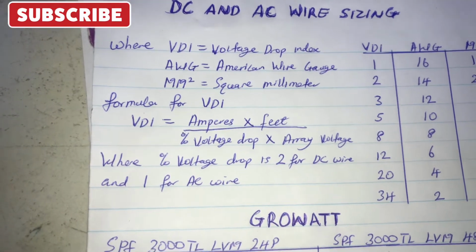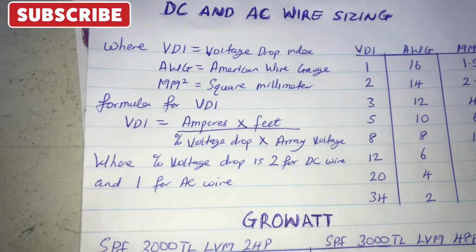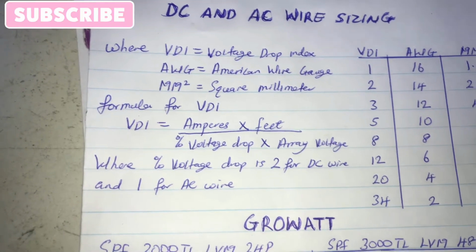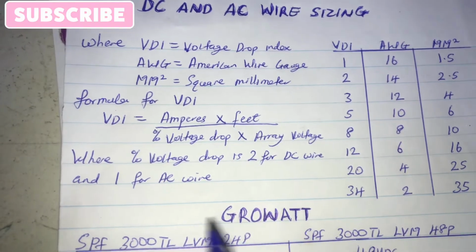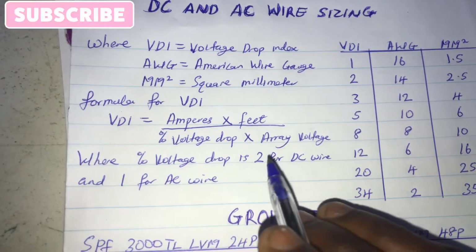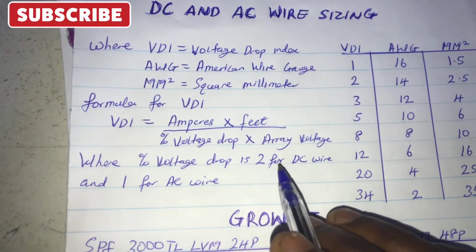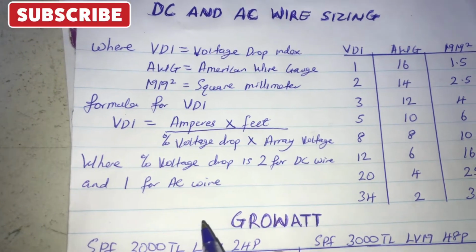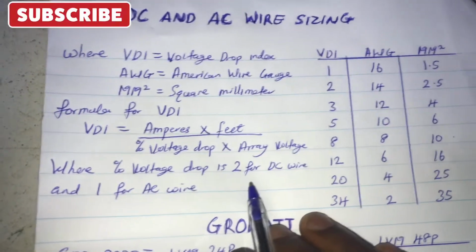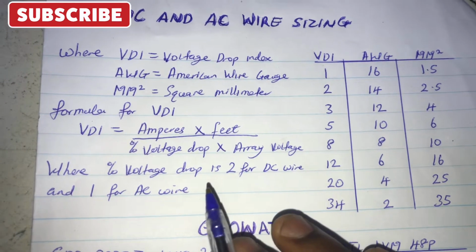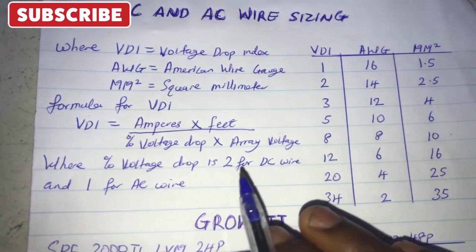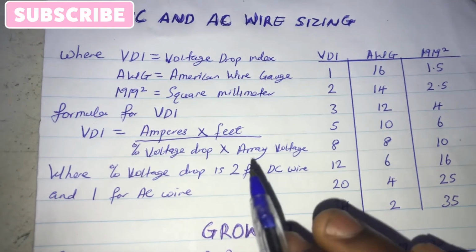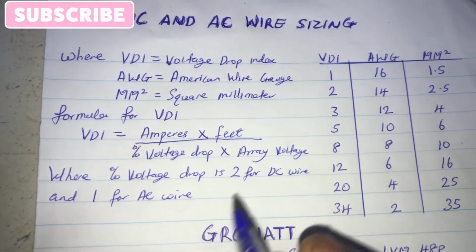But for me, with what I've learned, because I've done a lot of research for this video, this is the best I've gotten so far. I will be using 2 for DC calculation and 1 for AC calculation. I think this is going to give us a perfect answer. So I will be using 2 for DC wiring and 1 for AC wiring.